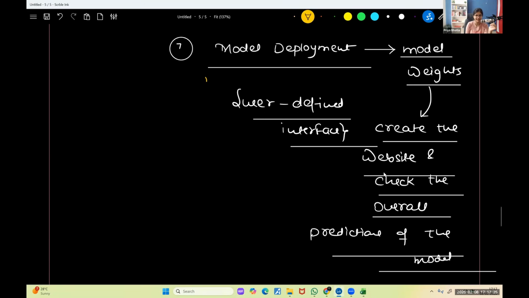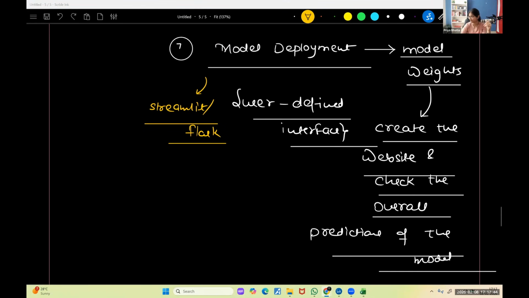So we have tools like Streamlit or Flask, with the help of which we will deploy the model. Is this clear? Is this okay? Yeah, there are many, so you can have a look at it, but that's the main, I would say, end-to-end pipeline for any successful ML based system.